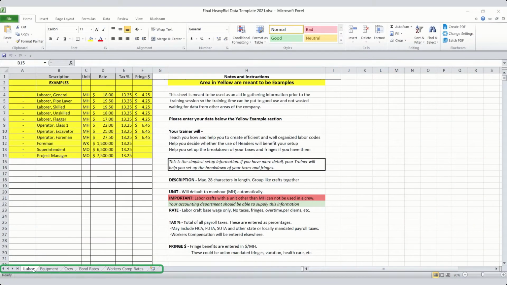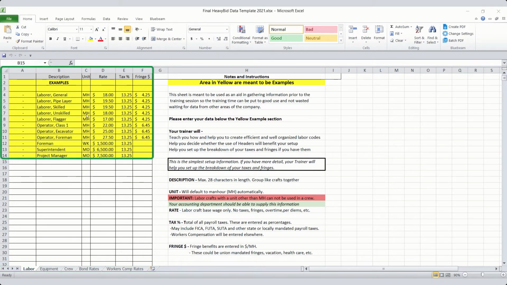We're going to start with the first tab, labor. And you'll notice up here in yellow, we've got some examples. These are just examples. They may or may not be exactly what your company needs, but it's to give you a general idea. Now, what are we doing here?